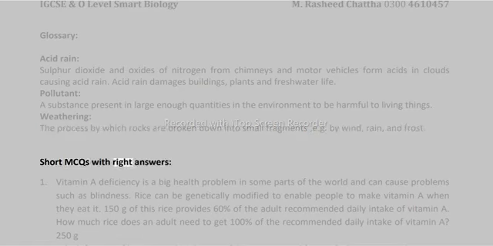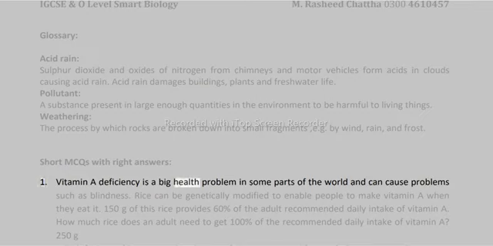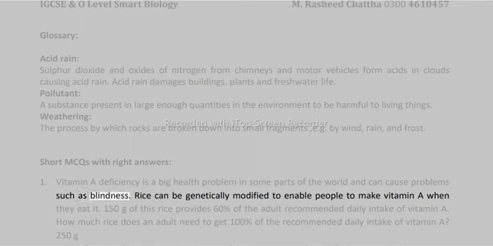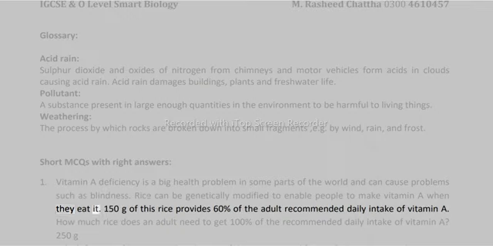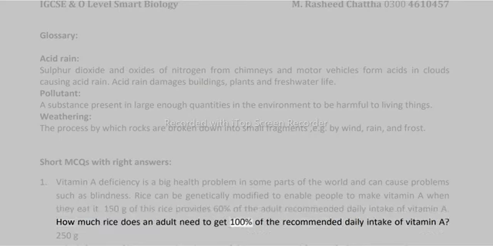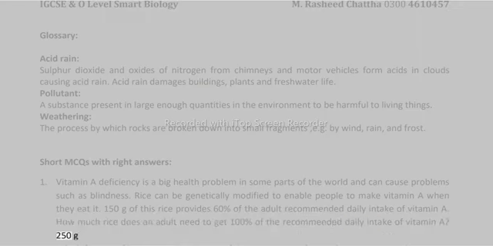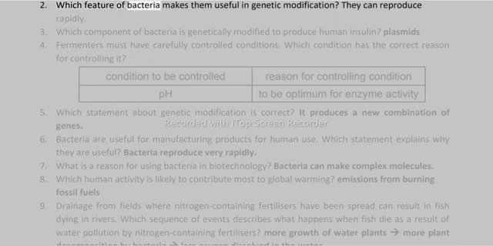Short MCQs with right answers. 1. Vitamin A deficiency is a big health problem in some parts of the world and can cause problems such as blindness. Rice can be genetically modified to enable people to make vitamin A when they eat it. 150 g of this rice provides 60% of the adult recommended daily intake of vitamin A. How much rice does an adult need to get 100% of the recommended daily intake of vitamin A? 250 g. 2. Which feature of bacteria makes them useful in genetic modification?